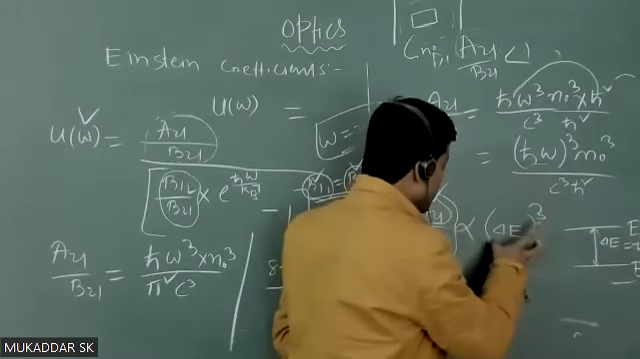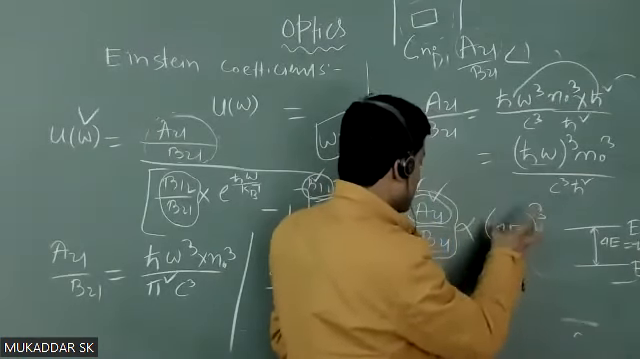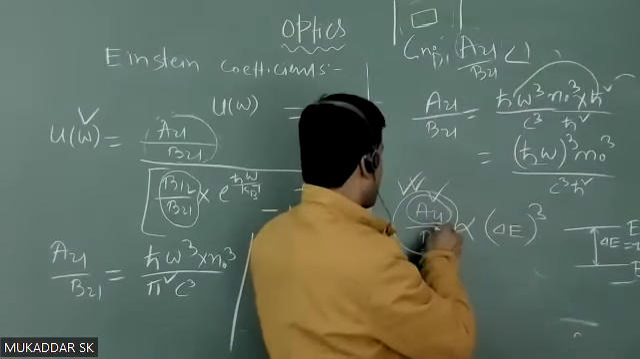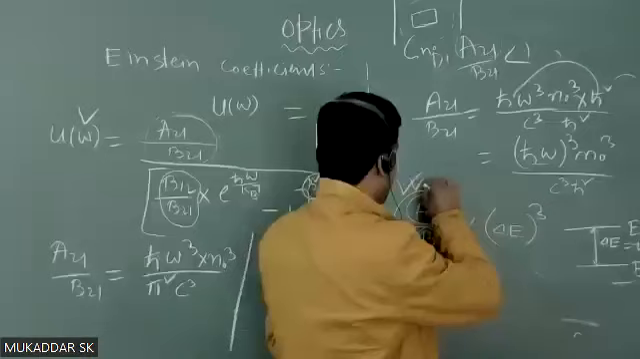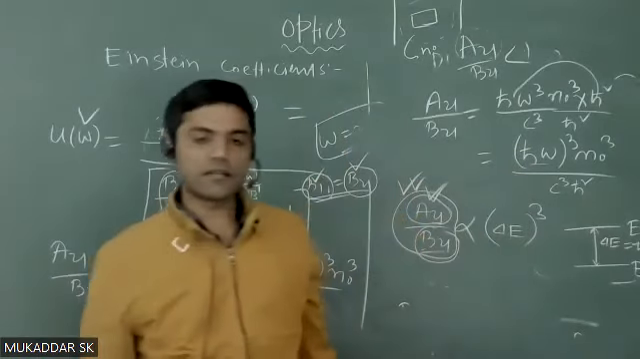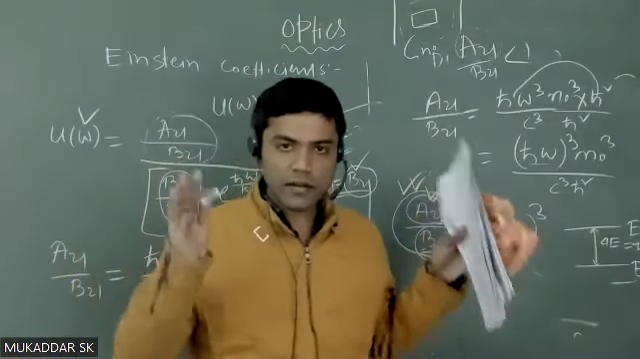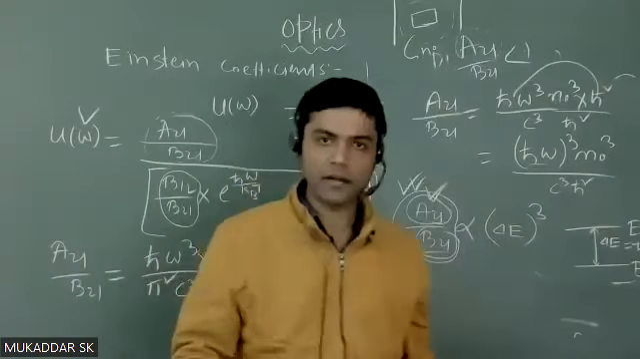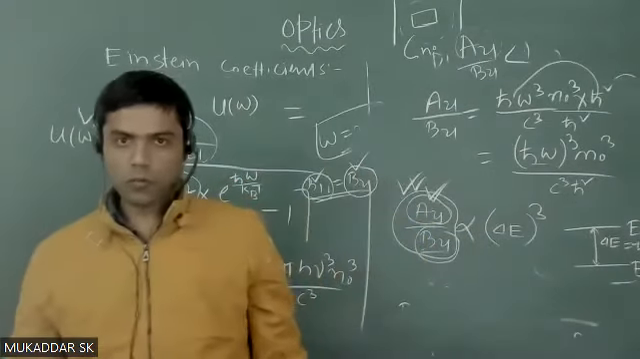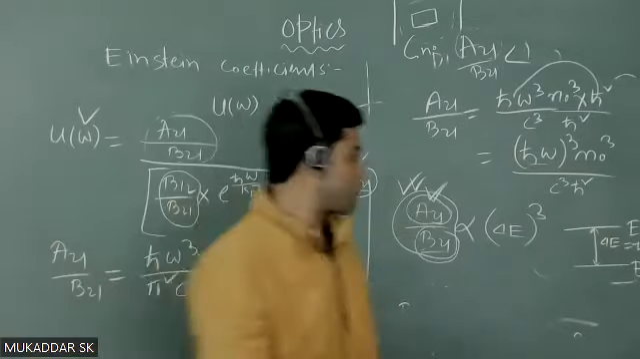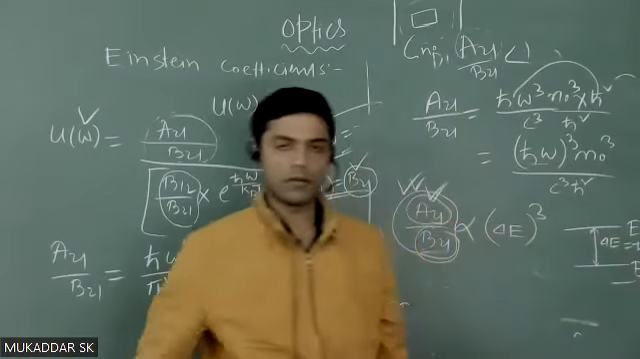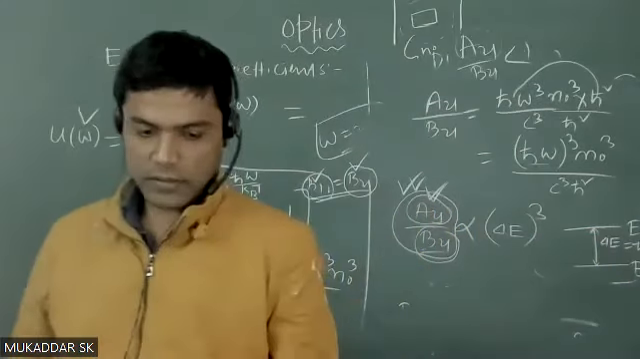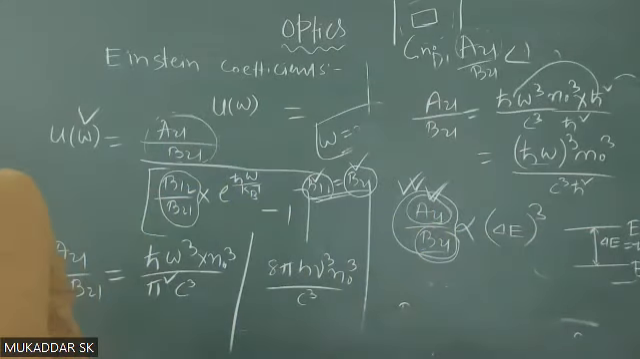So if this factor is small, what does it mean? It means the probability of stimulated emission will dominate as compared to spontaneous emission, and that is actually the necessary condition to build up laser light. To produce laser light, you have to have a material whose energy separation is small. Is this clear what I'm saying? Yes, sir.